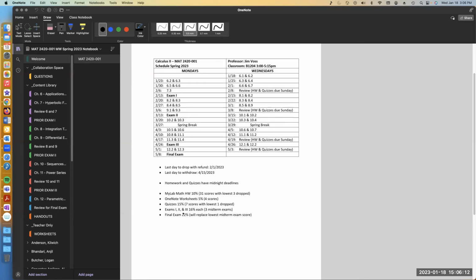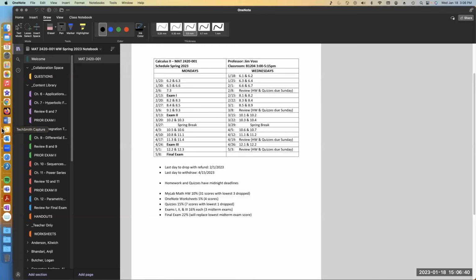And the final, this 22% right here, it will also replace a low midterm grade, assuming it's better. So that gives you kind of an out. If you blow one exam, the final can replace that. It could be a missing exam, or it could be just an exam you didn't do so hot on. Either way.